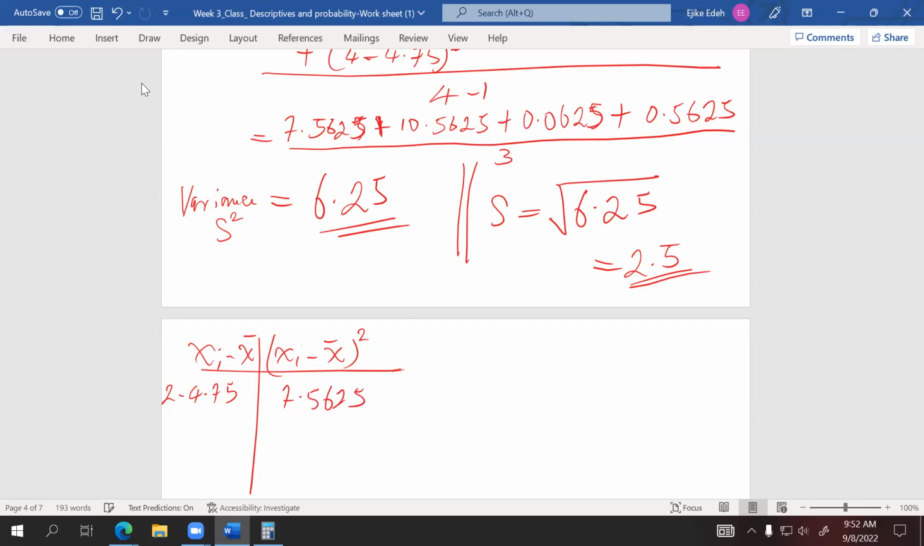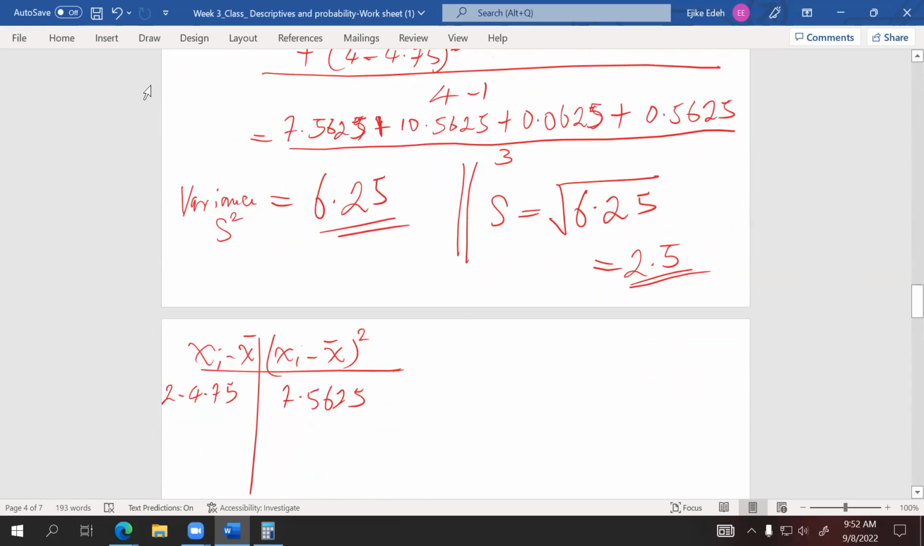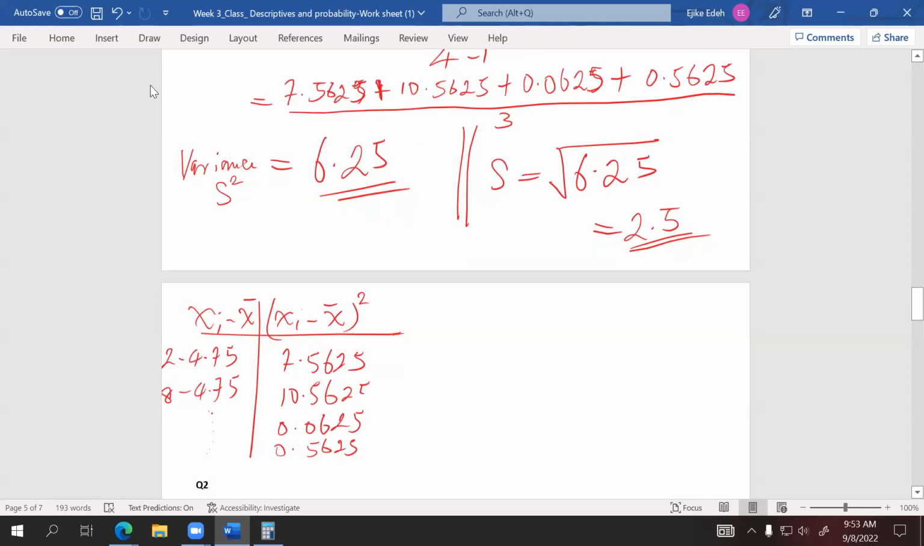You're going to get 7.5625. And then you do the next one, of course, that will be 8 minus 4.75, you square that, and you're getting 10.5625. And you continue the same thing, just the way we did. If you square the next one, you're going to get 0.0625. You square the last one, you're going to get 0.5625.